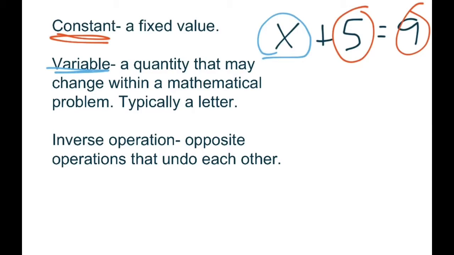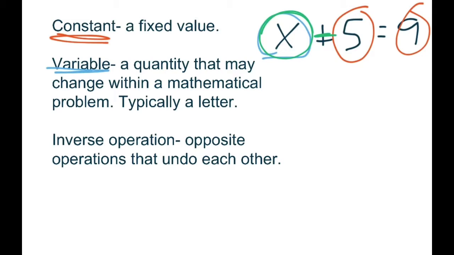So a variable is the quantity that may change within a mathematical problem. It's typically a letter. If we were to change this particular problem to a subtraction problem, this x is going to become a different answer. So it's a variable. Finally, we're going to talk about inverse operations. An inverse operation is opposite operations that undo each other.